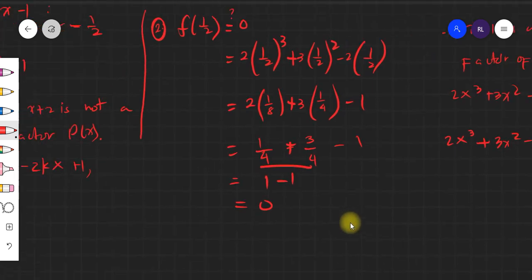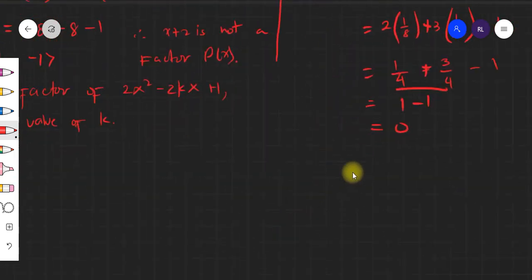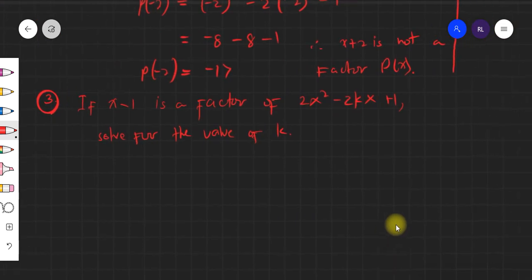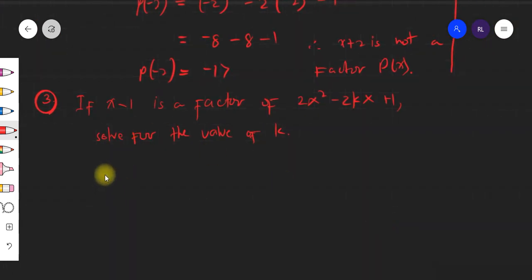So the next problem is number 3. If x minus 1 is a factor of this polynomial, 2x squared minus 2kx plus 1, solve for the value of k. So it's simply asking us to look for the value of k such that x plus 1 becomes a factor of this. So what must k be so that this becomes a factor of that?